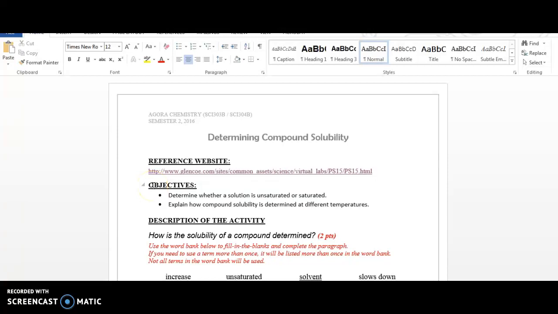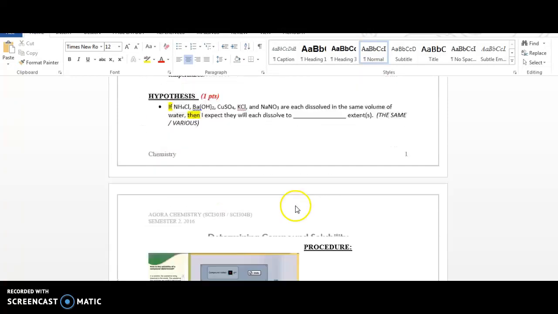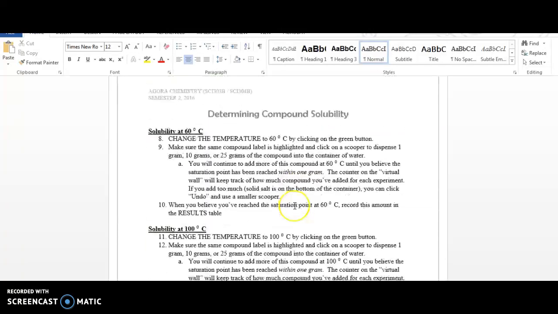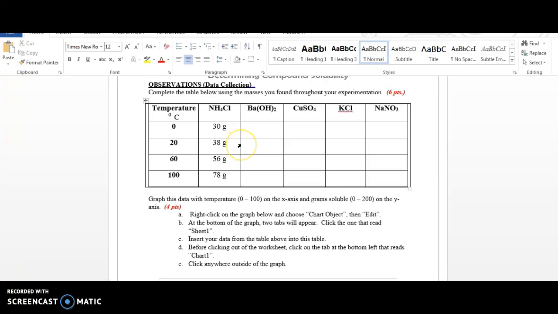Welcome to part 2 of the Determining Compound Solubility Lab instructions. At this point you should have already filled in your pre-lab, your hypothesis, and your data table. If you have not done that, please go back and watch part 1 of this recording and get up to that point.